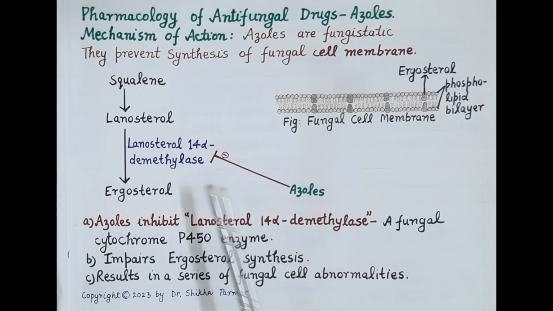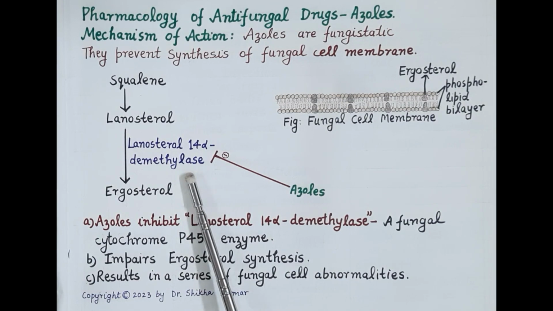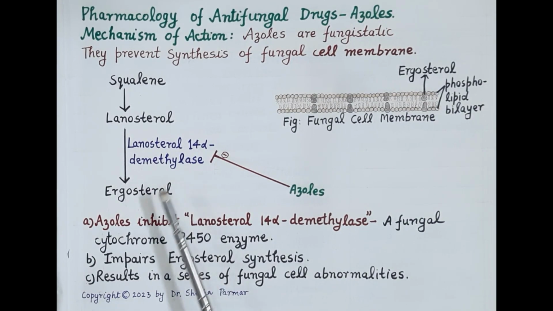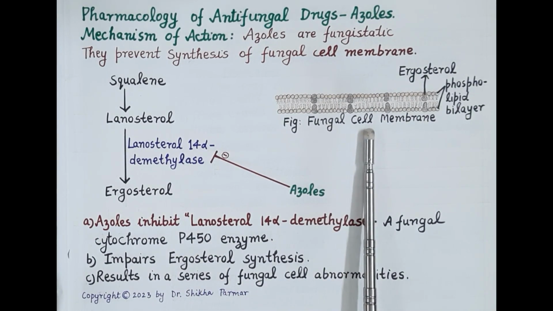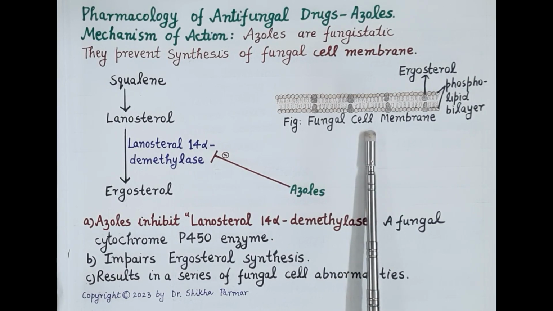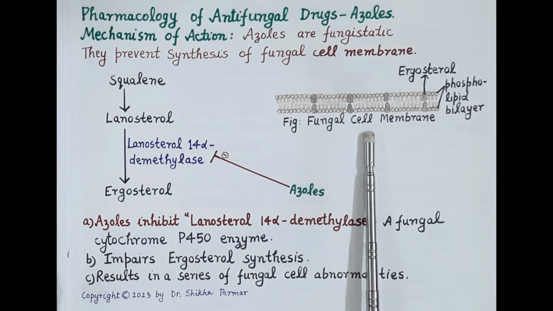Now azoles inhibit lanosterol 14-alpha demethylase, and inhibition of this enzyme impairs the synthesis of ergosterol, and this results in a series of abnormalities in the fungal cell membrane. So the permeability of the fungal cell membrane increases and substances from the cytoplasm of the fungal cell leak out of the fungal cell membrane, and this results in fungistatic action.